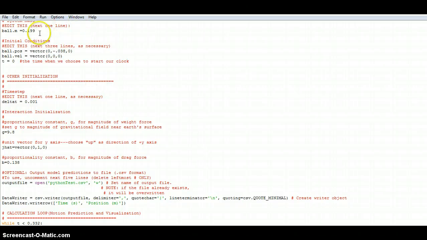In VIDLE, the given code was manipulated. So the mass of the object was changed to 0.199 kilograms. The position was changed to the initial position found in Tracker. The time step was set to 0.001, so this calculated the small change in time. And the j hat was changed to 0, 1, 0 because it was a drop in the y direction. The B was manipulated by viewing how close the y position of the model was to the final y position in the experiment when the code was run.